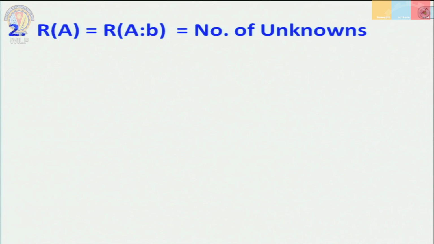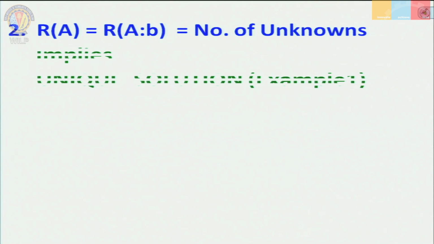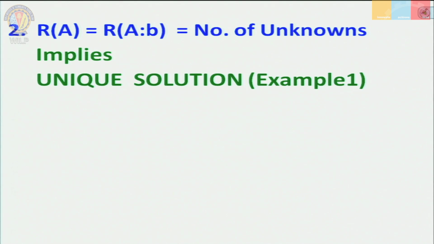The moment the system of equations is consistent, we will have to decide whether the solution is unique or we are going to get infinite number of solutions. So, if row rank of A is equal to row rank of the augmented matrix is equal to number of unknowns, that is n, then we shall say that solution is always unique. Solution is unique. I shall also give one example for this one.